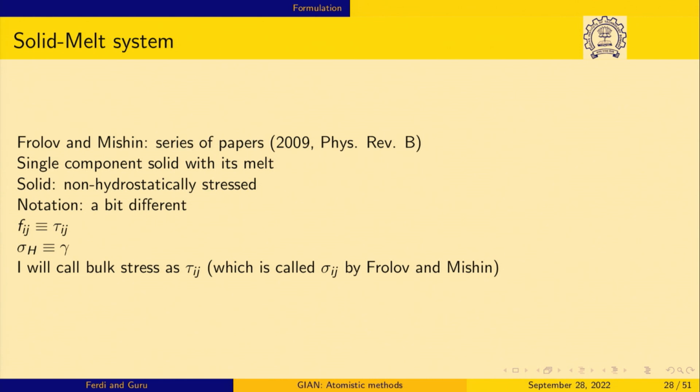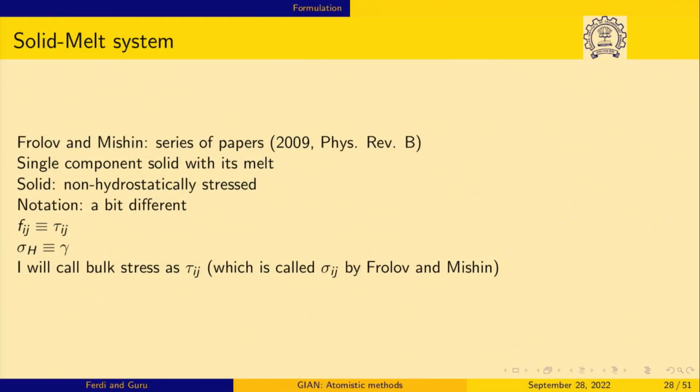They took a single component solid with its melt, I think it is copper or nickel. Sushil, Frolov Mishin first paper, copper. I think they also have it for nickel. So, they had several FCC materials, they took the solid in contact with its melt and they non-hydrostatically stressed the solid, and the notation that they use is a bit different. Whatever I called Fij, they call tau ij, whatever is called sigma h in Kahn is called gamma and so on, and they call the bulk stress tau ij, that means sigma ij, but I was calling sigma the interfacial energy.